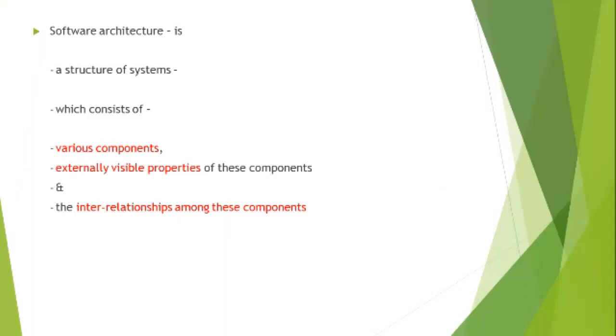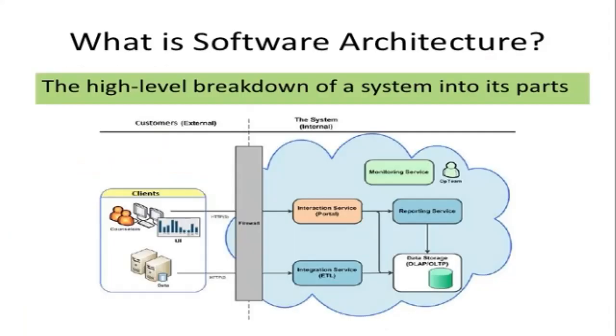Software architecture is a structure of a system which consists of various components, the externally visible properties of these components, and the interrelationships among these components. Friends, this is a diagrammatical representation of what software architecture is: the high level breakdown of a system into its parts.